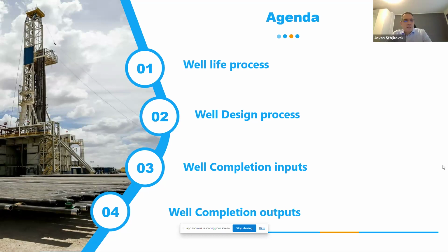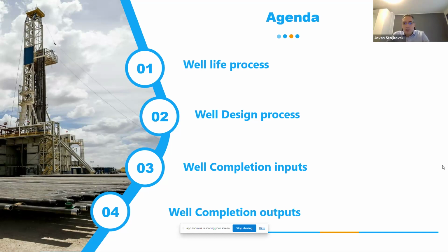So as Nikhil introduced at the beginning, today we will touch on all the points of the well completion design of the wells. I used to call it the initial completion design because this is our first, after the drilling project was launched, which needs to be planned. So we'll go through the well life process.